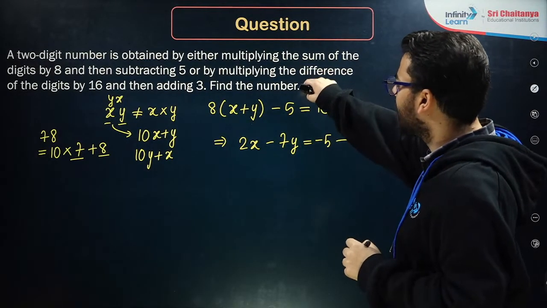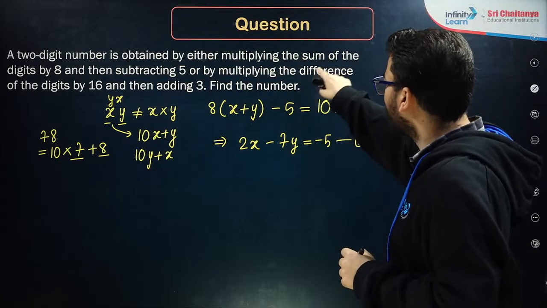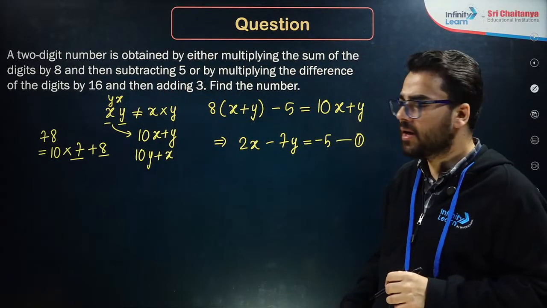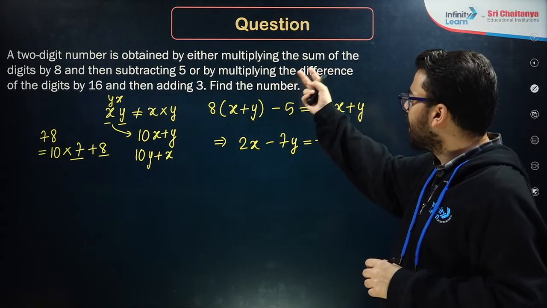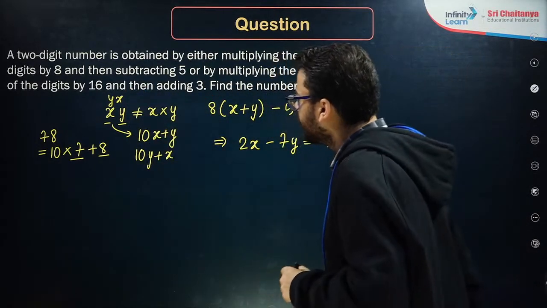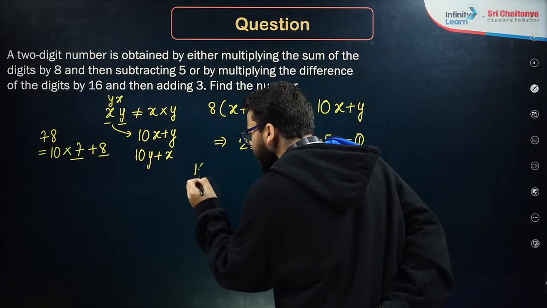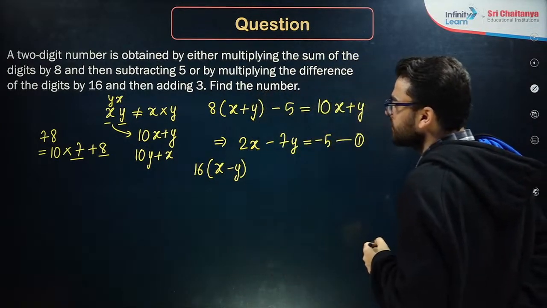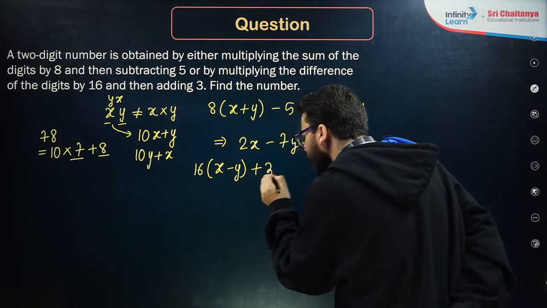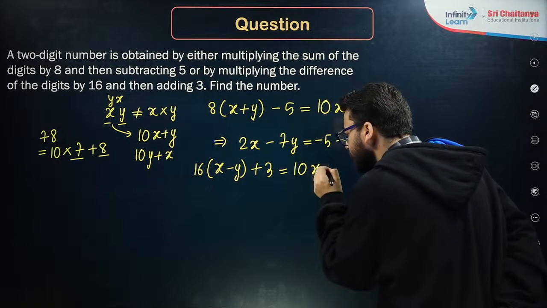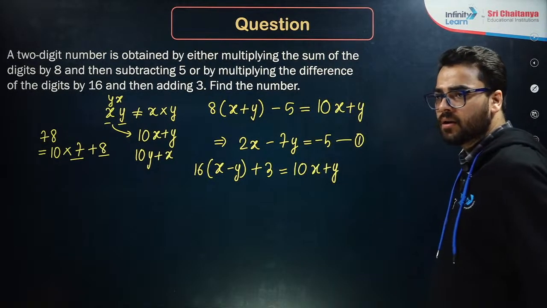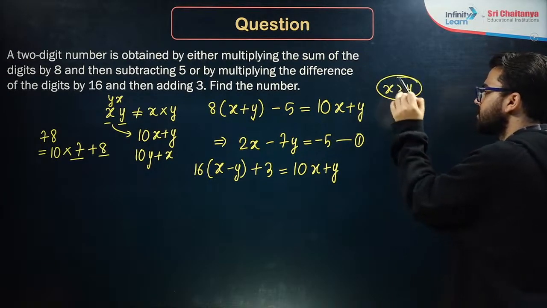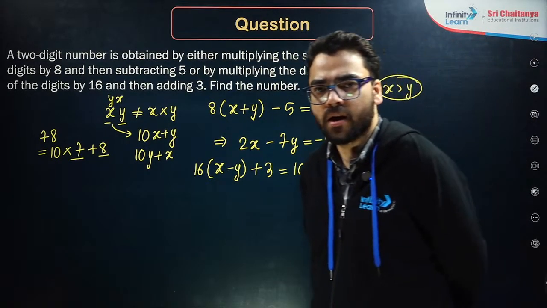And then the second part is: or by multiplying the difference of the digits by 16 and then adding 3, it will give you the number, that is 10x plus y. Is it clear? And obviously over here you can assume that x is greater than y. I hope it is clear.